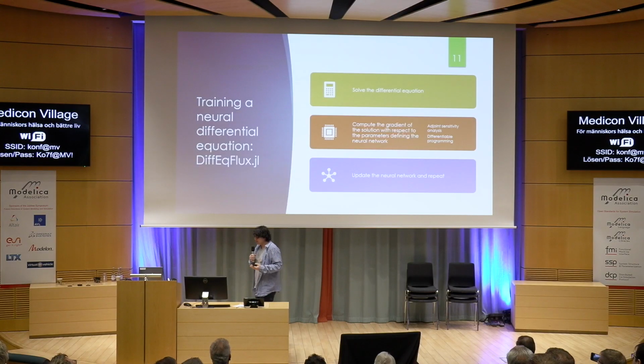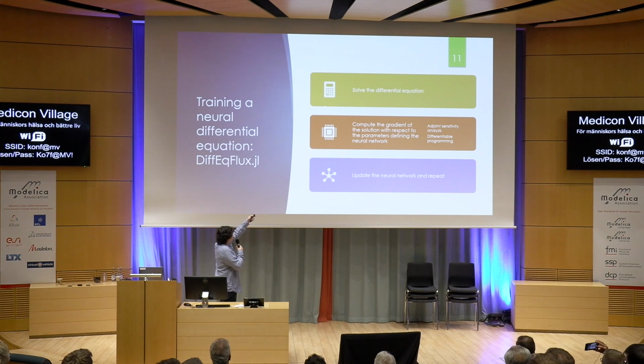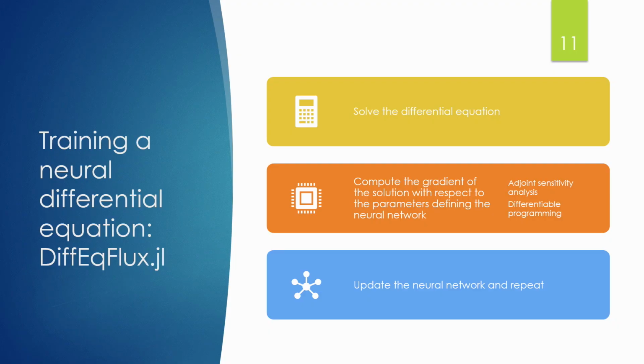Well, this just becomes a parameter estimation problem. You iteratively solve the differential equation, and you compute the gradient of the solution with respect to the parameters. People would understand this as adjoint sensitivity analysis or differentiable programming. Then you update the neural network parameters and repeat this process. If you build a package around this, as we did with DiffEqFlux.jl, for neural ordinary, stochastic, delay, and differential-algebraic equations, and neural partial differential equations, which we'll get to later as well.